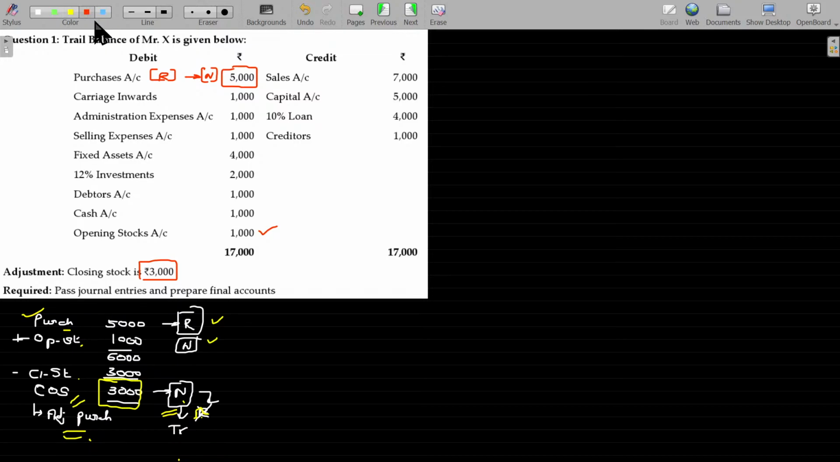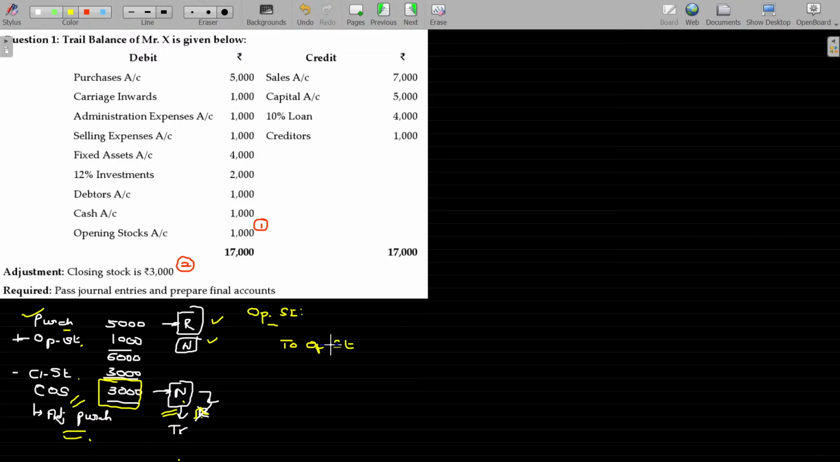Now, how do I arrive at this? Let's see here. I am going to pass the entry for opening stock. Another one is I am going to pass the entry for closing stock. And these two entries are going to be routed through the purchases account. See the journal entry for opening stock. This opening stock is going to be adjusted in the purchases account, meaning it's an expense debit now. So I am going to remove the opening stock. Usually opening stock is a debit balance. To remove that, it should be credited.